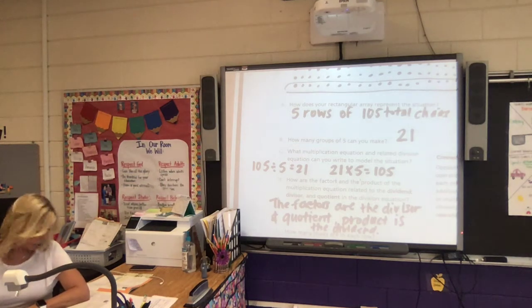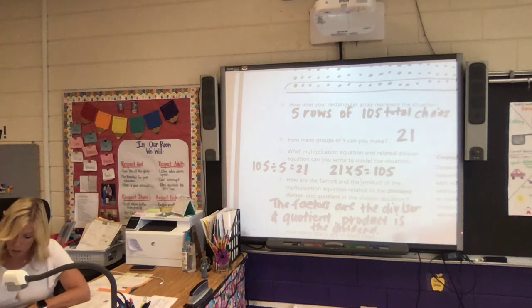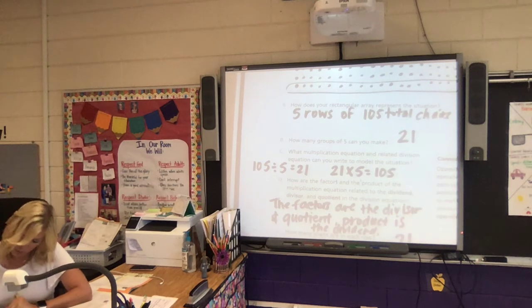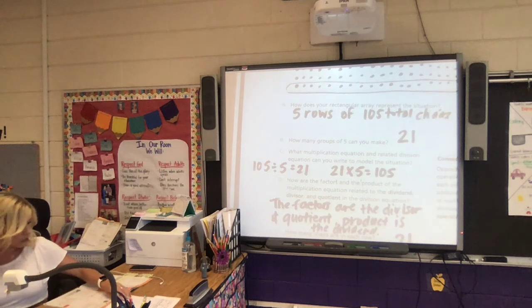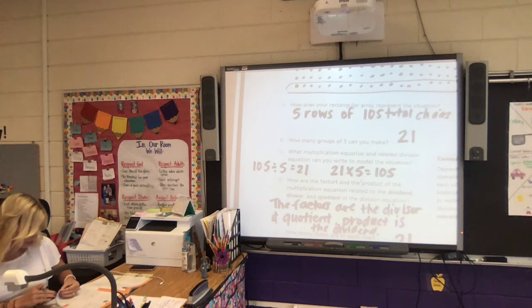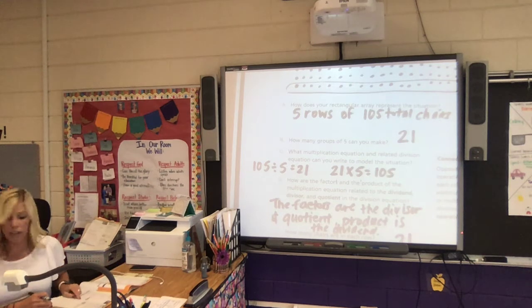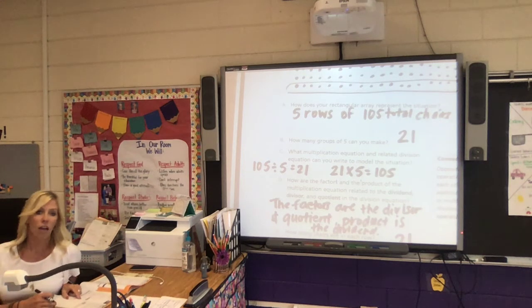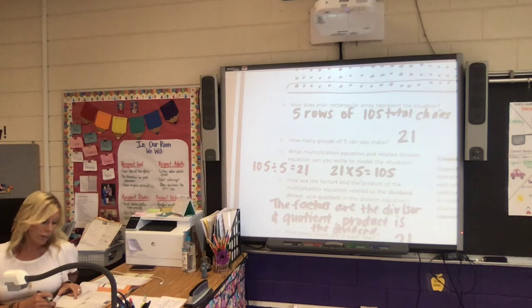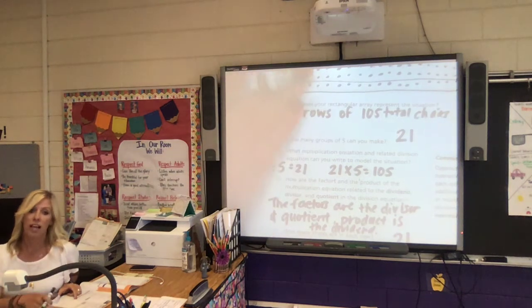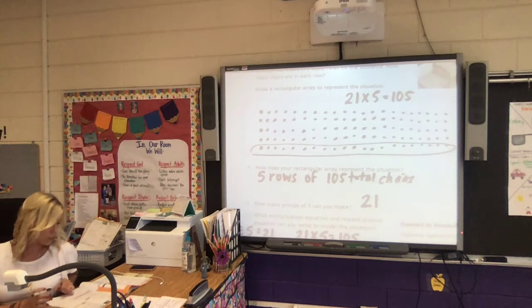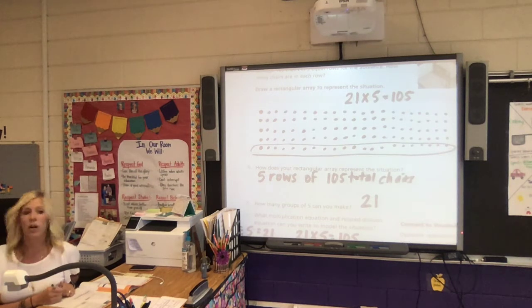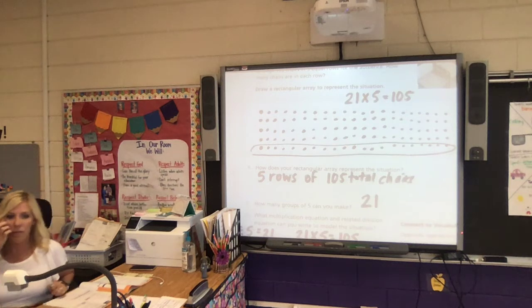So how many chairs are in each row? 21 chairs. Okay, so for your homework tonight, you're just going to do number 1 on page 13. That's all I want you to do is number 1. Number 1 is asking you to do something like what we just did at the top. The number is not quite as large though, and I want you to do all the parts of number 1, and that's what we'll talk about tomorrow.